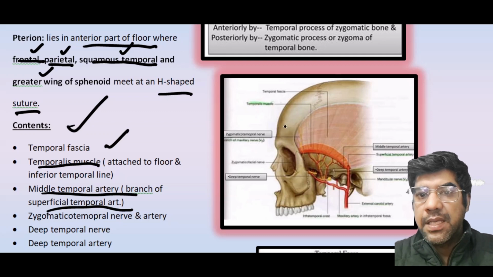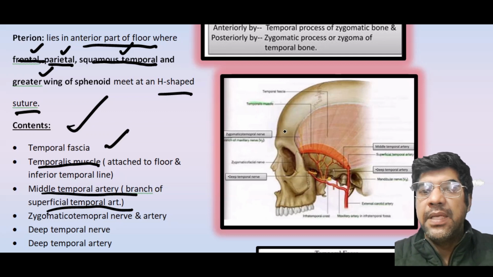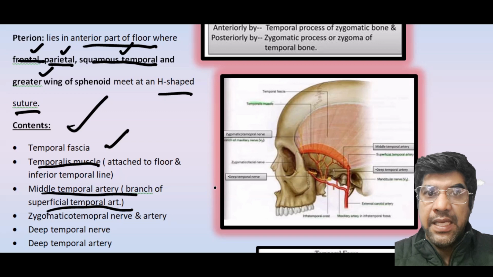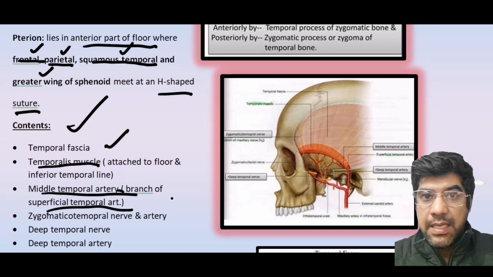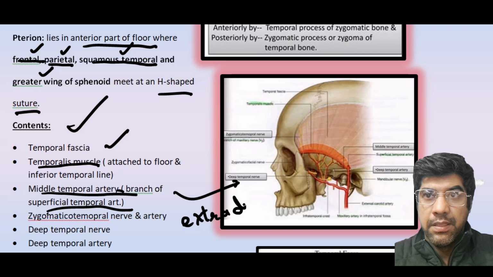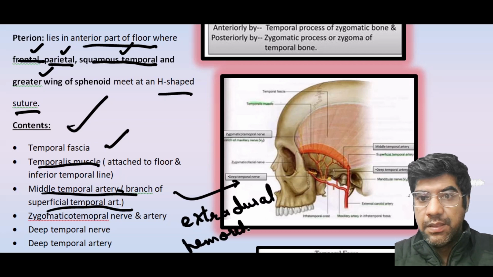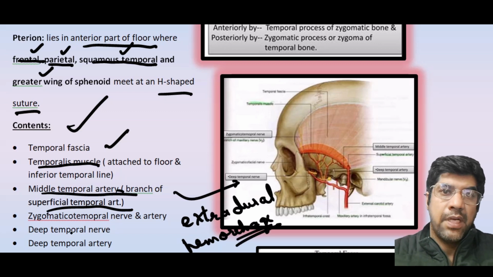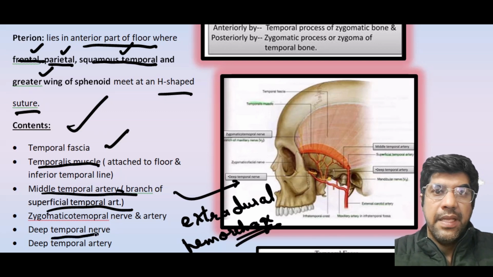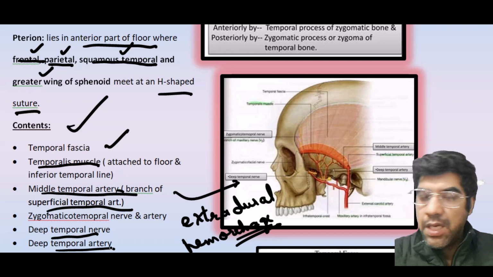And keep in mind that the middle meningeal artery is a significant branch, and its injury is vital. Middle meningeal branch injury can lead to extradural hemorrhage. Other contents are the zygomaticotemporal nerve and the deep temporal artery.